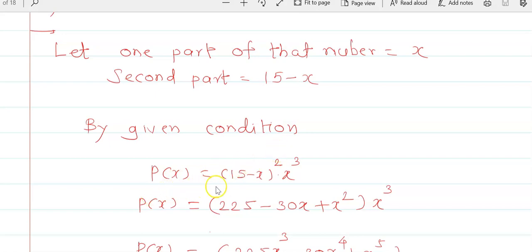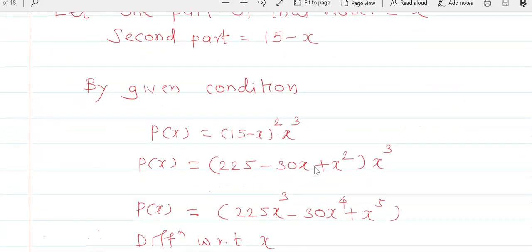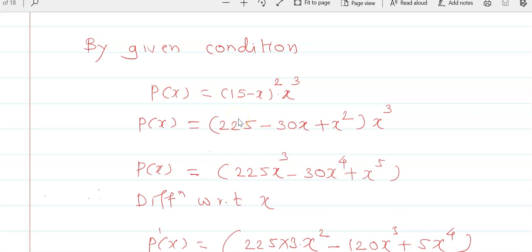By the given condition, p of x is equal to (15 minus x) whole square into x cube, one part and the second part. And that's why we'll expand this. Then we'll get p of x is equal to 225 minus 30x plus x square into x cube. For more convenient simplification, we take 15 minus x and its square. Therefore, if we expand this, p of x is equal to (225 minus 30x plus x square) into x cube.